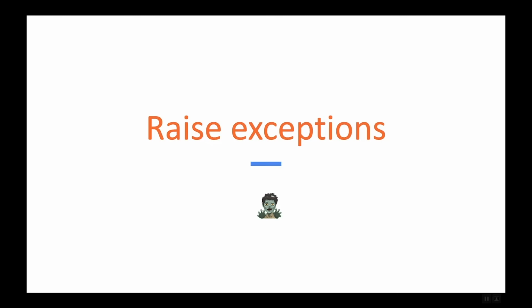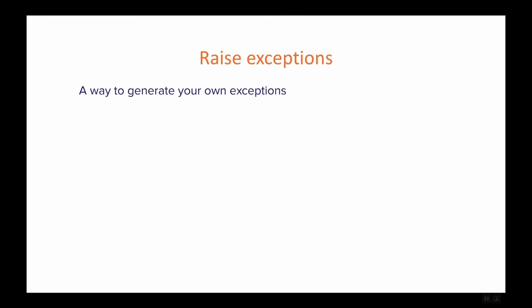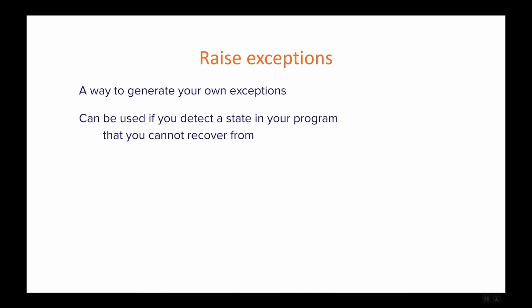Or we are a third-party developer and we are trying to raise exceptions if we are using some code that doesn't really match with what we're trying to do. So knowing how to raise exceptions might come in useful at some point. Basically, it is a way to generate our own exceptions, and it can be used if we detect a state in our program that we cannot recover from. If it's something that really is out of our control, then we might want to raise an exception to the library that has generated that state. It really depends on how we are handling that case, but one of the options is to raise an exception.